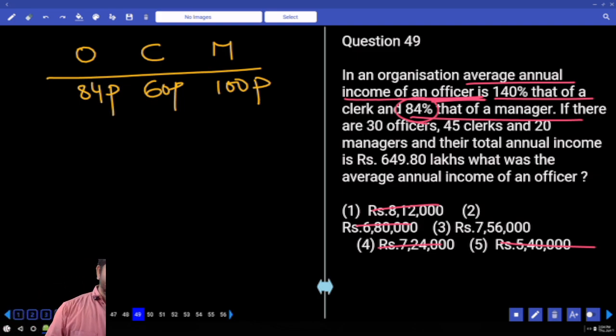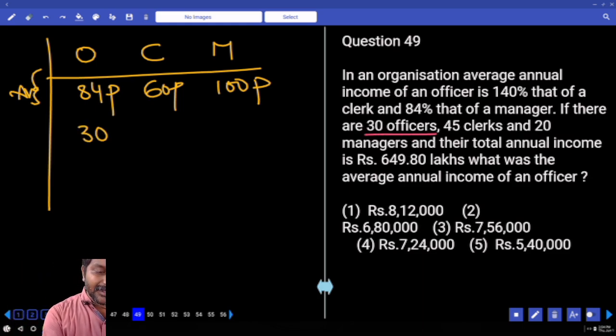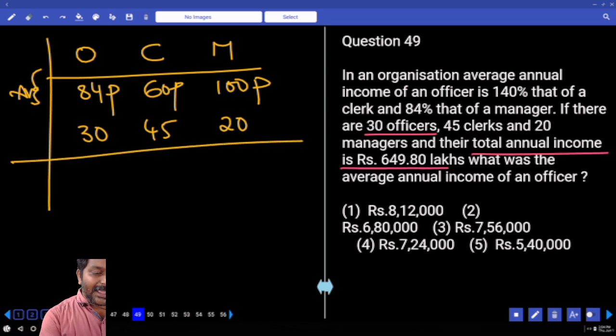If you want to calculate the average expenditure, the average income per employee: in the question data, it is given that there are 30 officers, 45 clerks, and 20 managers. And the total annual income is mentioned as this much. For officers, 30 members are there, and it is 84 parts. Total means we have to multiply these two. For clerks, we have to multiply these two. And for managers, we have to multiply those two.